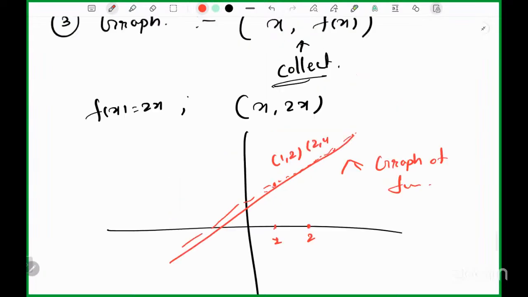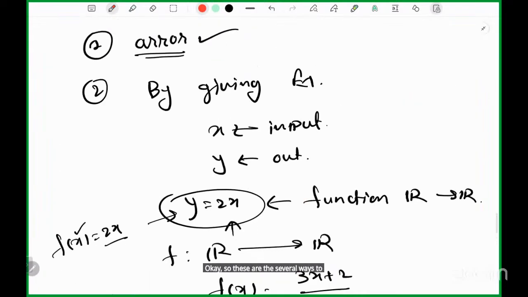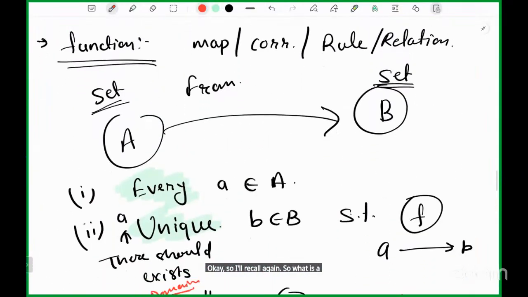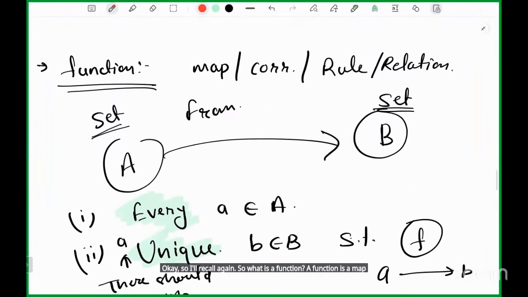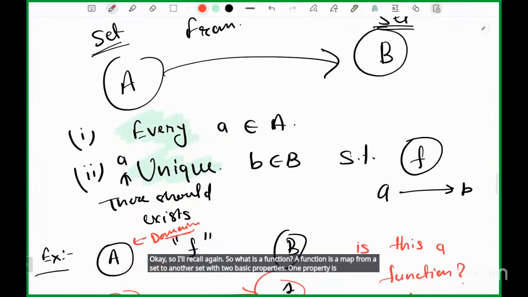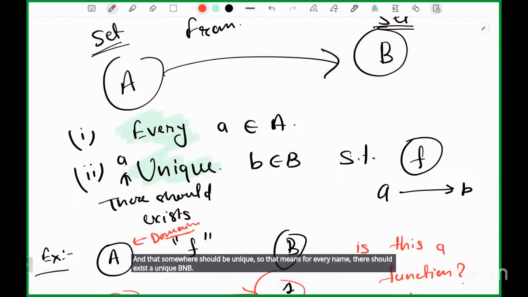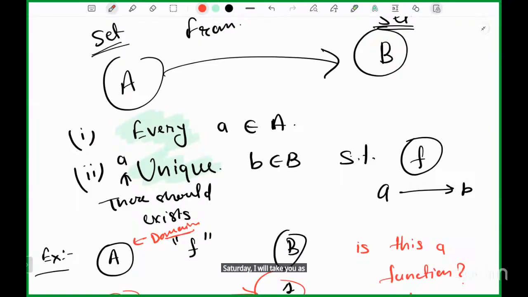Right? So these are the several ways to represent any function. Okay, so I'll recall again. What is a function? A function is a map from a set to another set with two basic properties. One property is every element of the domain should get mapped to somewhere, and that somewhere should be unique. So for every element A, there should exist a unique B in B, such that f will take A as input and give us B as an output.